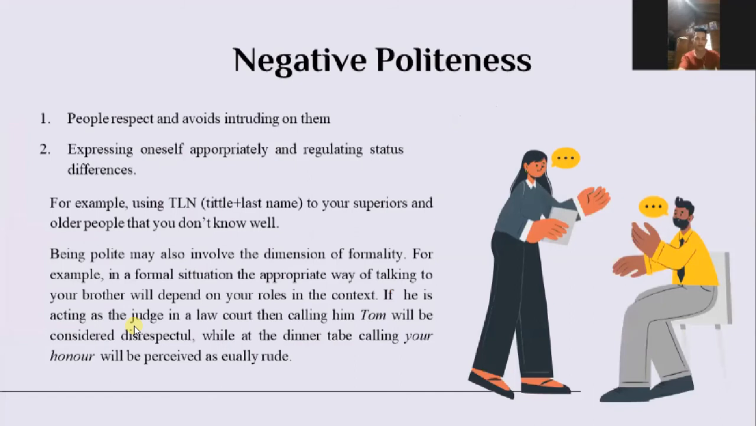Negative politeness. First, people respect and avoid intruding on others. Second, expressing oneself appropriately and regulating status difference. For example, using TLN, or title plus last name, to your superiors and older people that you don't know well. Being polite may also involve the dimension of formality. For example, in a formal situation, the appropriate way of talking to your brother will depend on your roles in the context. If he is acting as the judge in a law court, then calling him Tom will be considered disrespectful. While at the dinner table, calling him Your Honor will be perceived as very rude.